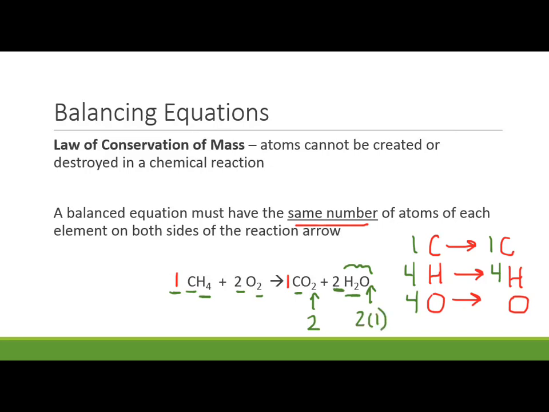So this 2 means I have 2 water molecules, or in other words, a grand total of 4 hydrogens and 2 oxygens. So I have 2 oxygens here and another 2 oxygens here, which gives me a grand total of 4 oxygens again. So this is a balanced equation because I have 1 carbon on each side, 4 hydrogens on each side, and 4 oxygens on each side of that reaction arrow.